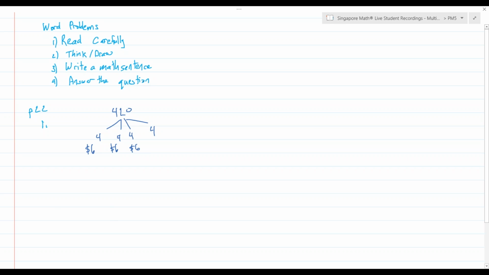Well, from the picture that I have, I can see that I'm going to take the number 420 and divide it into 4s. If I put them in groups of 4, when I divide those numbers by 4, I get 105. So there are 105 bags. Then we notice that each of those bags is sold for $6 each. 105 times 6 is $630. So what she brought in was $630.